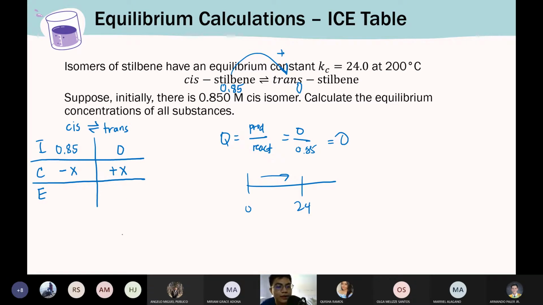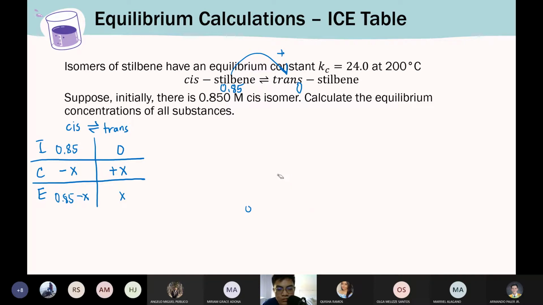What's the E? The E is the equilibrium. So after all those changes, what will be their final concentration? That's what the E says. When your initial has changed, what's the E? What is its final amount? So you just write 0.85 minus x. Here, 0 plus x is x. That's all you do in the E. You just combine the I and the C. So I plus C equals equilibrium. Initial plus change equals the equilibrium amount.